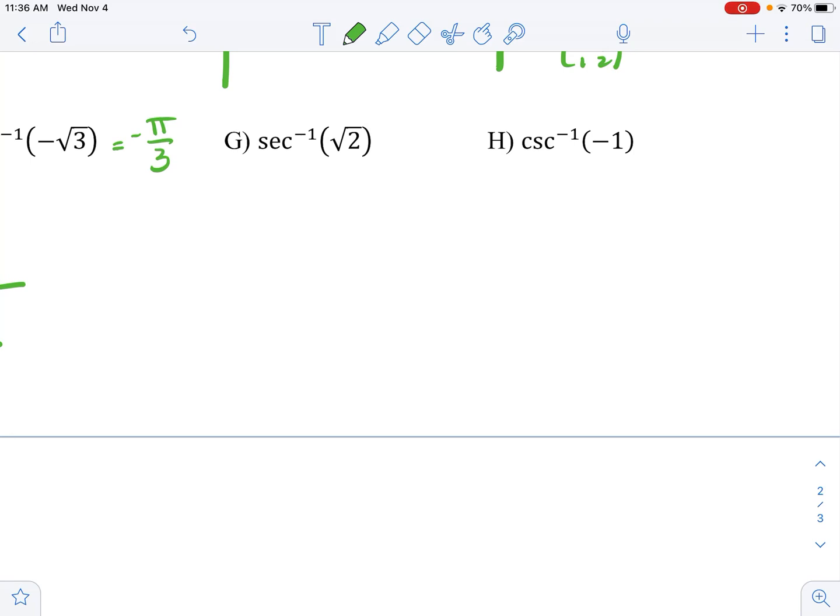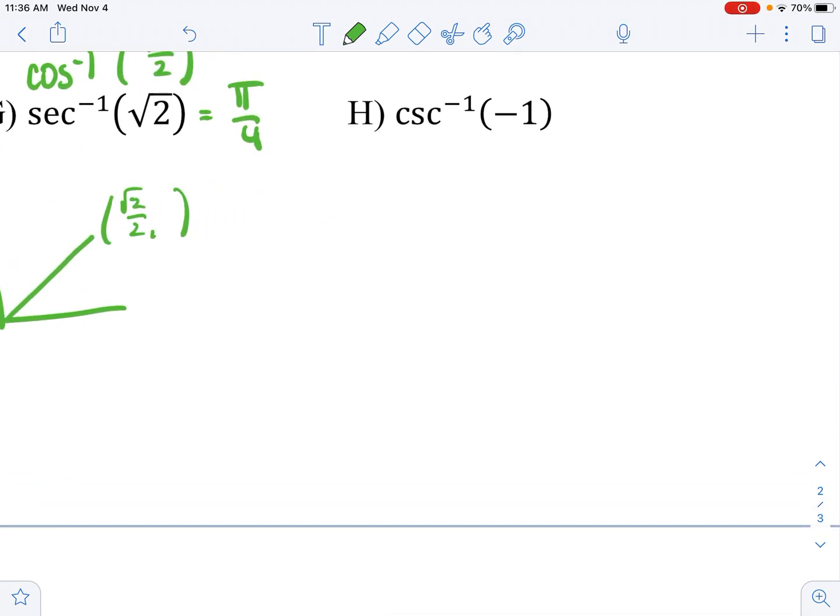Secant inverse, I don't know what quadrant. I shouldn't say I don't know, but the way it looks, it doesn't pop into my head. So I say, okay, I'm going to change it to its reciprocal, which is cosine inverse. Then I have to take the reciprocal of root 2, which is 1 over root 2, which rationalizes to root 2 over 2. Cosine inverse is defined in the first and second quadrant. It's positive in the first. Cosine is my x value. So what angle is this? Pi over 4.